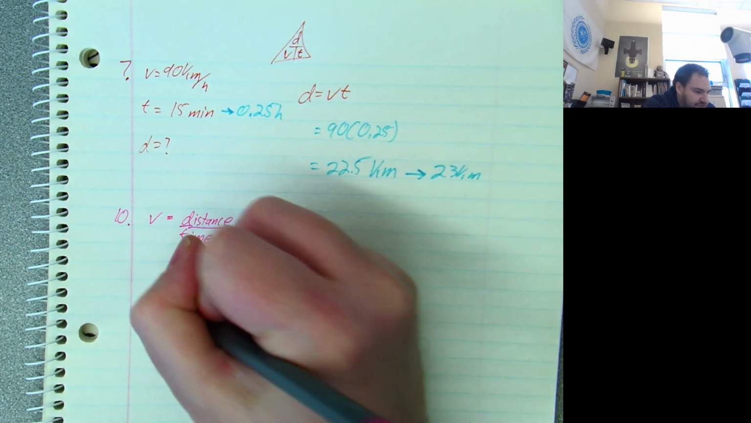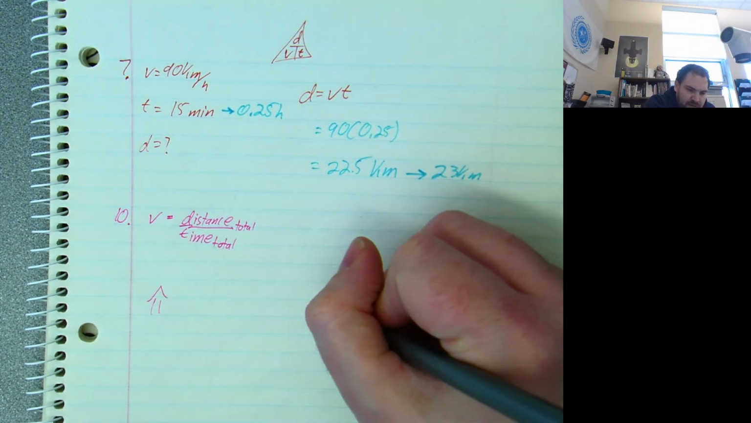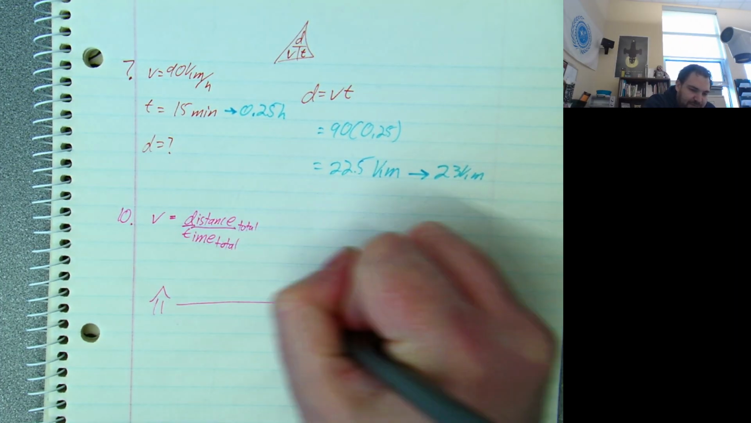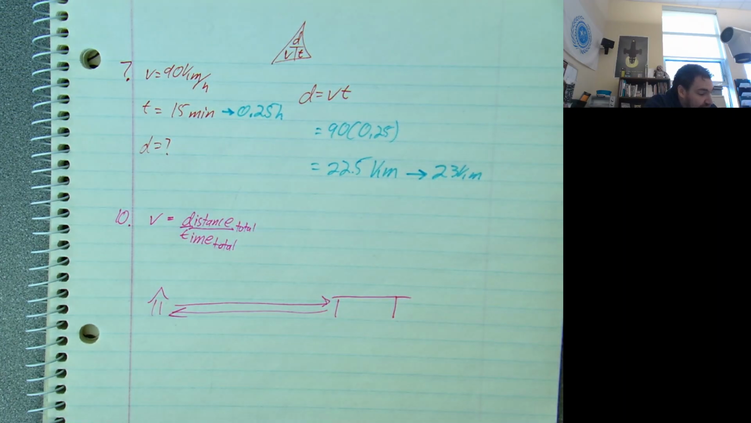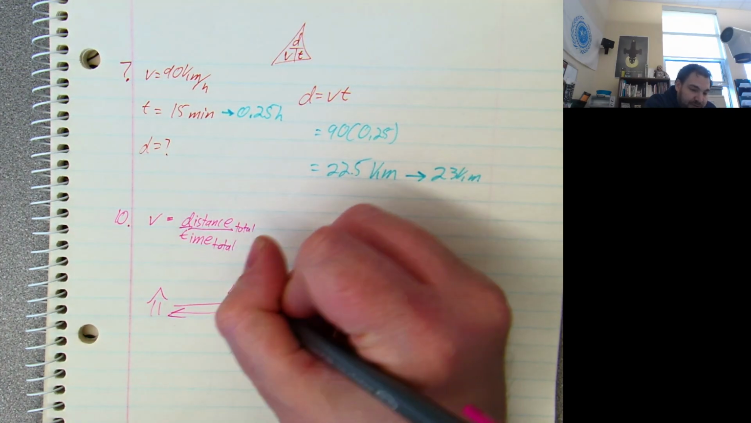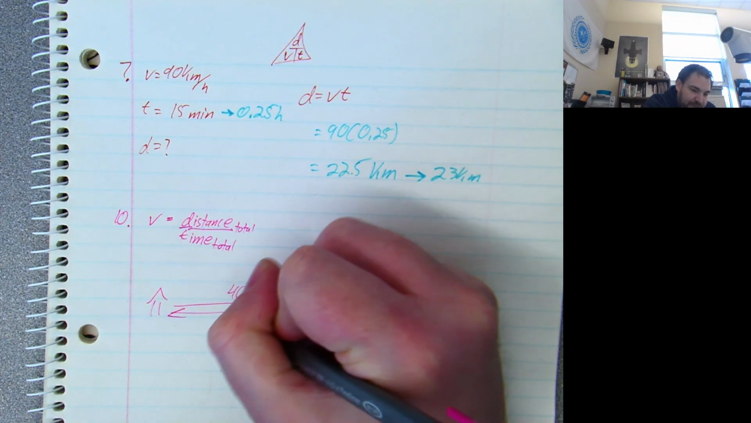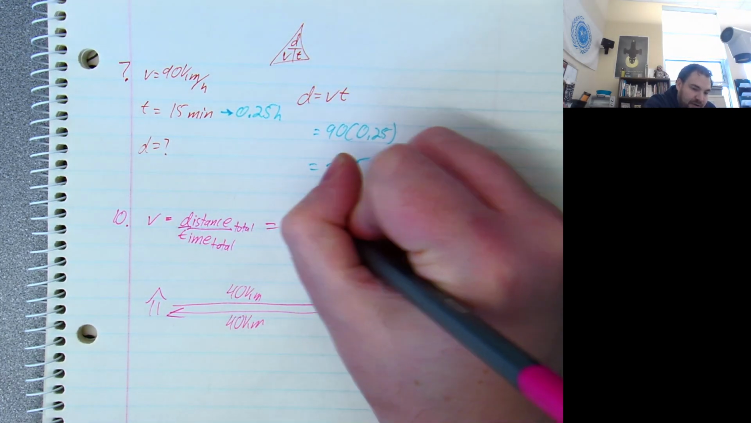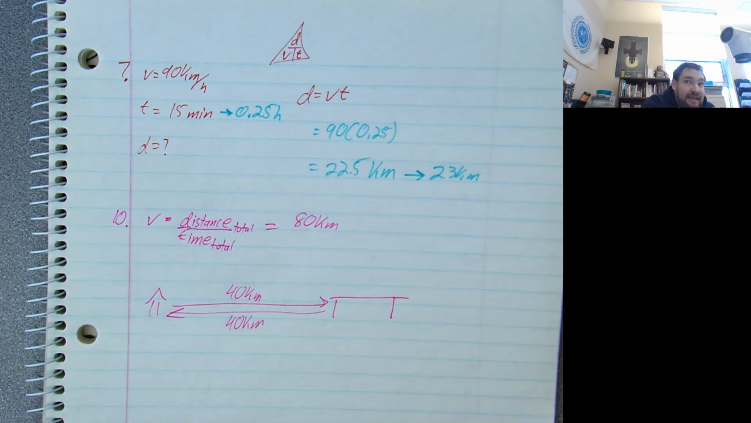So here's her house. She's going to a mall. Here's the mall. She goes out, she goes back. On the way there, it's 40 kilometers from her home. So it's 40 kilometers out and it's 40 kilometers back, giving you a total distance of what? 80 kilometers. Distances always add.